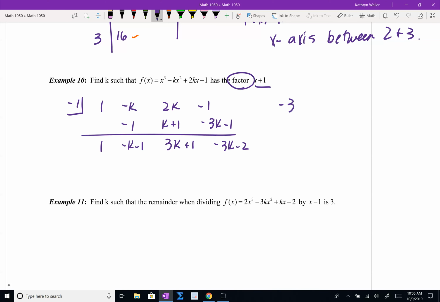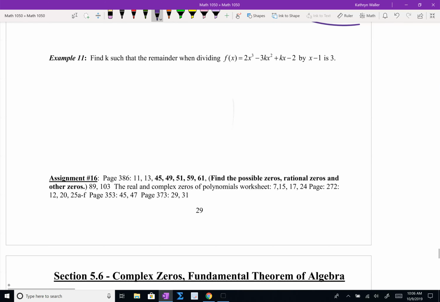Well, if it's a factor, then the remainder is, tell me. If it's a factor, the remainder is what? Talk to me. 0. Yeah. Move your 2 over, -3k equals 2, divide, k equals -2/3, done. Okay, I'm going to do the next one. If you have to leave, feel free.